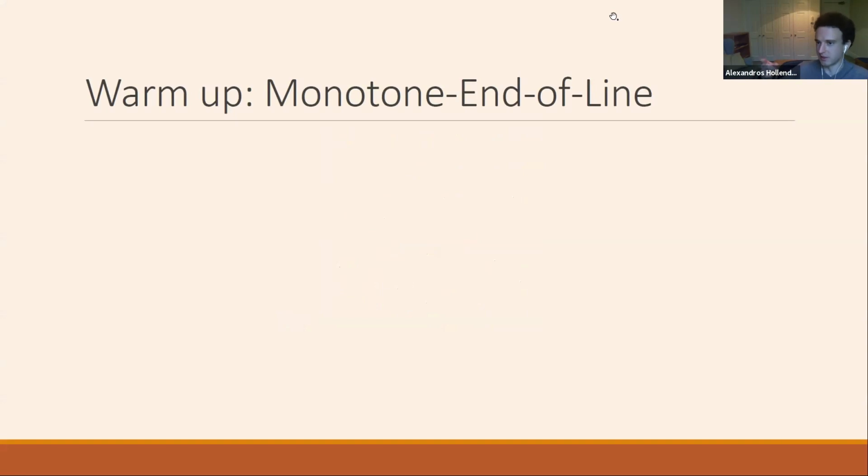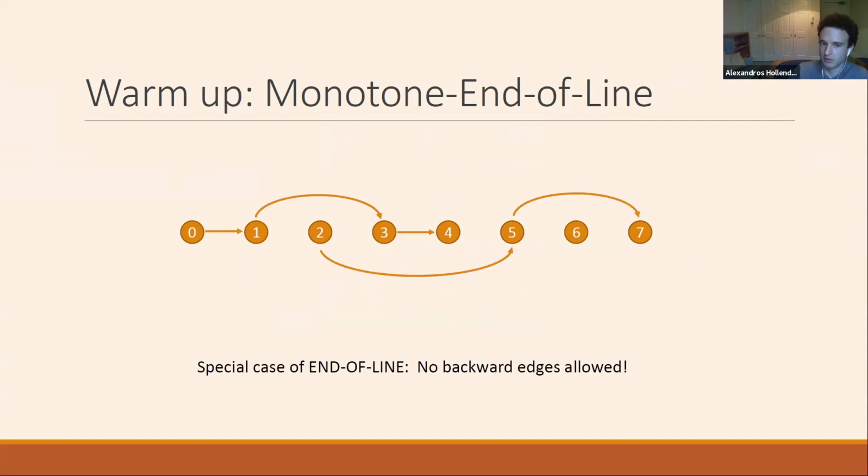Already just with this technique, we can show a partial result by considering a special case of the end of line problem, which I call the monotone end of line problem. This is the case where the vertices of the end of line problem are numbered from 0 to n, and edges are only allowed to go forward, namely from a lower numbered vertex to a higher numbered vertex.